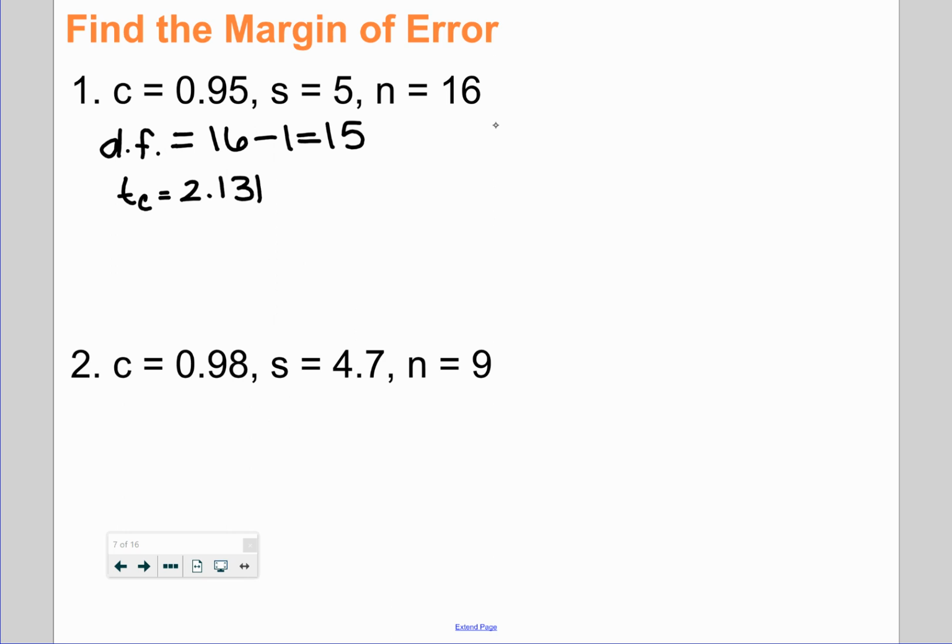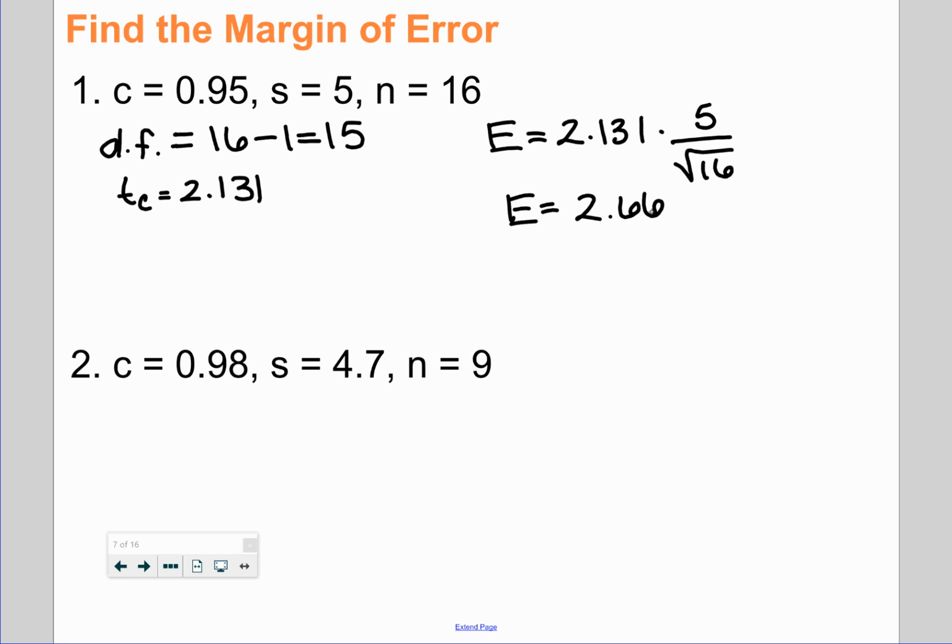So that is our critical value of t. Now we find the margin of error. E is equal to my critical value of t times the sample standard deviation, 5, divided by the square root of n, square root of 16. You can go ahead and type it in your calculator. 2.131 times 5 divided by the square root of 16, or 4. And my margin of error is 2.66. That will help us in a few minutes when we create the confidence interval using that margin of error.